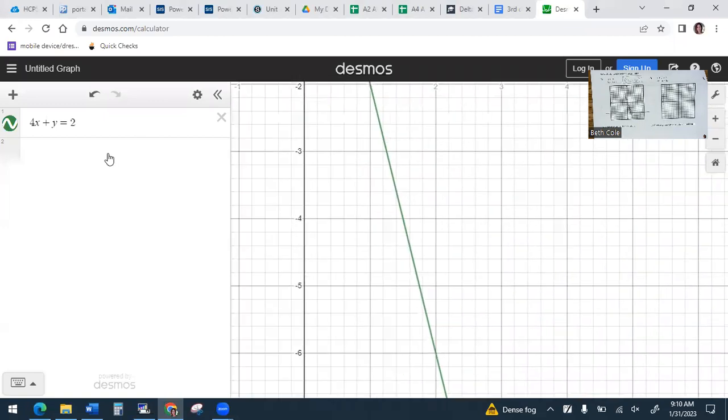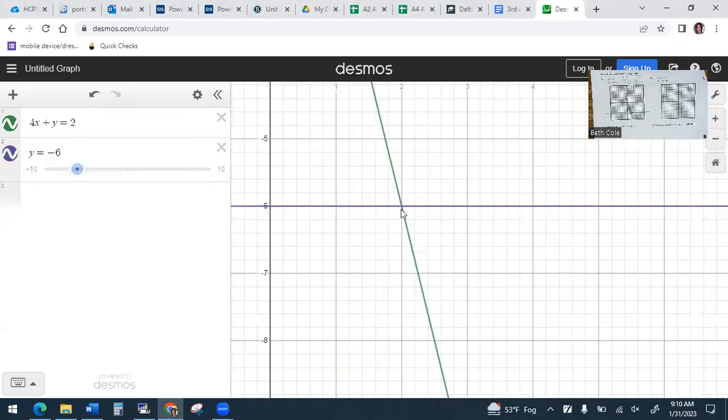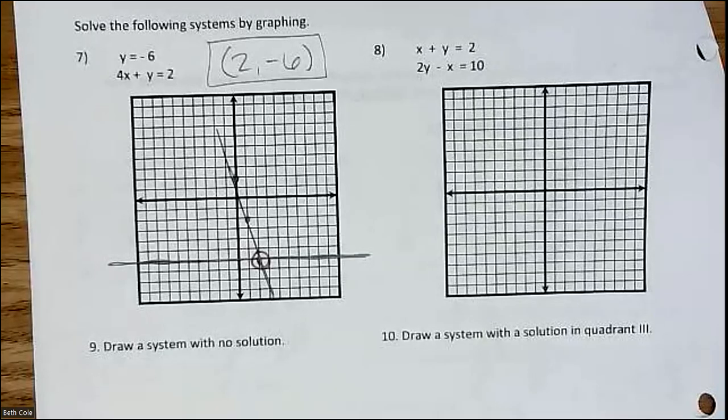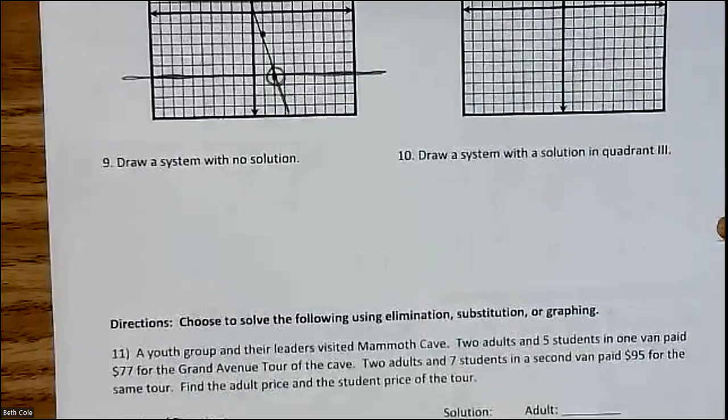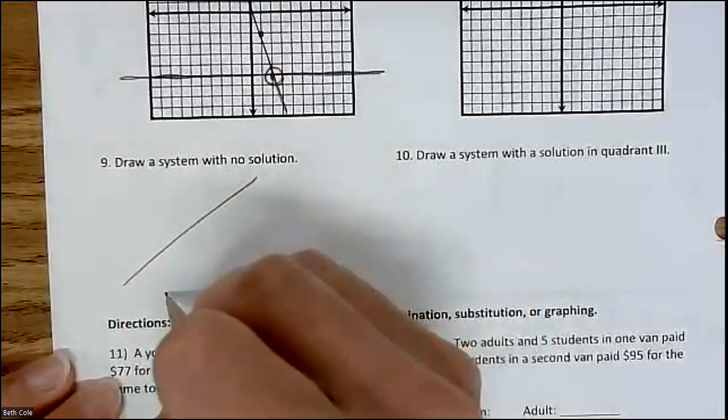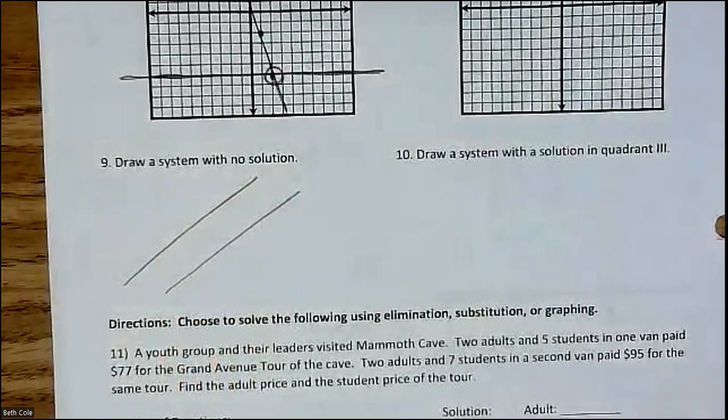If you come over here and type them both in at the same time, you can click on the intersection. Do you see that? So if you're ever not sure, just go back to the calculator, okay? All right, I'll leave number 8 for you. Number 9, draw a system with no solution. I'm not looking for a masterpiece of artwork here. Just what would that look like if they don't cross? Parallel lines. Just draw me 2 parallel lines. They're not going to intersect.